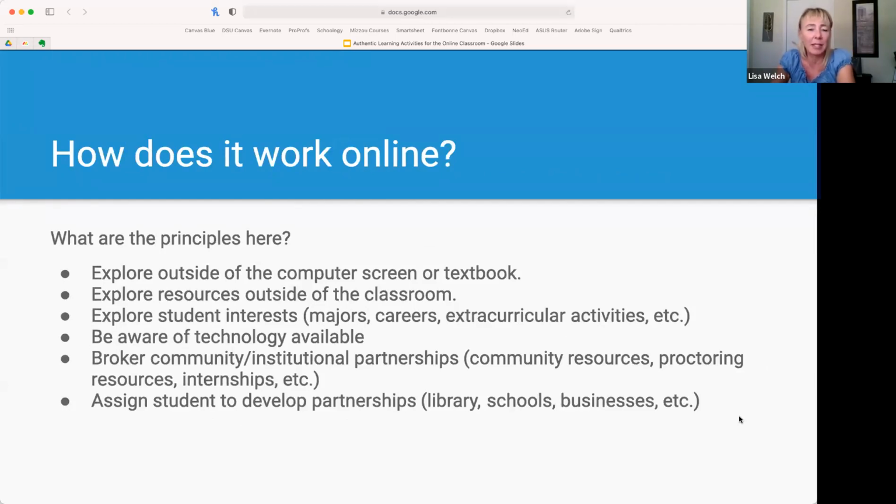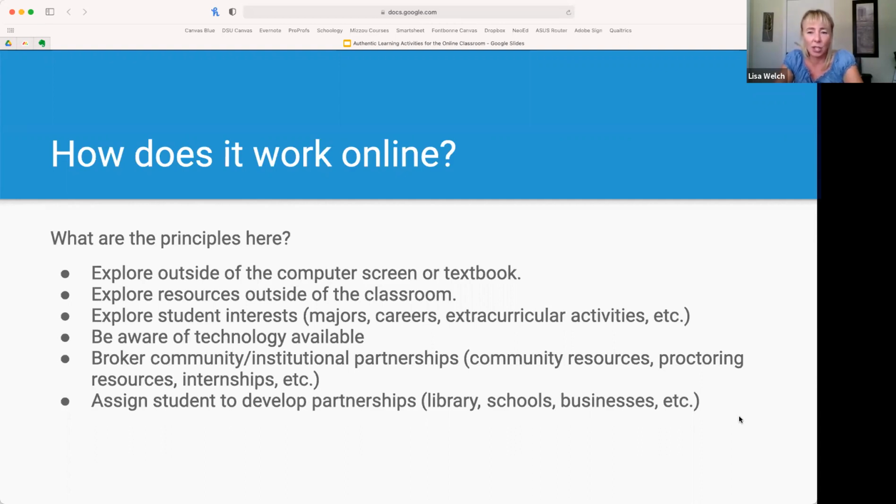Explore all the resources you have outside of the computer screen or the textbook, outside of the classroom, because when you do teach face-to-face, you can bring things into your classroom from outside to some degree, but you have the constraints of a classroom. In the online environment, you actually don't. So you can explore to a much greater degree, and you explore with them into their own interests, their majors, their careers, what they do outside of school, and see if you can bring that into the assignments and the activities that you ask them to do.